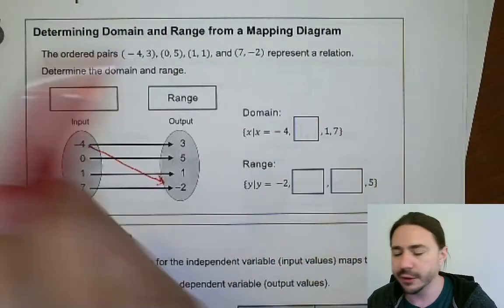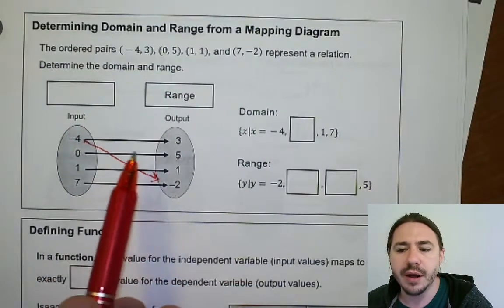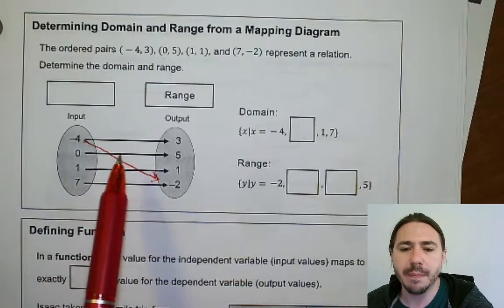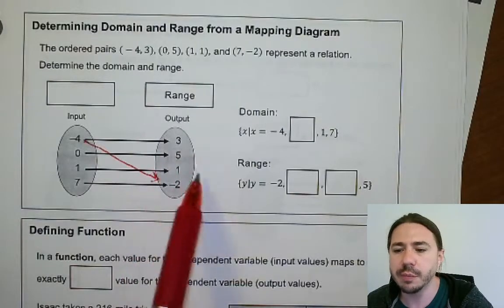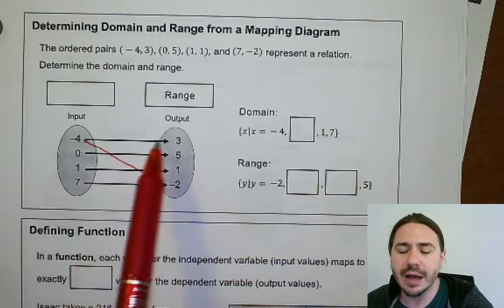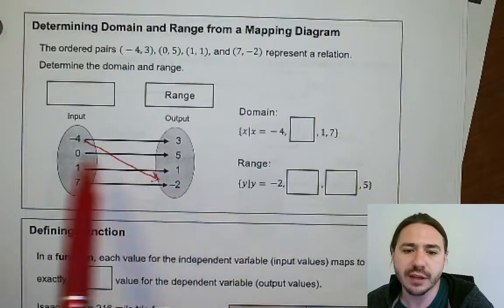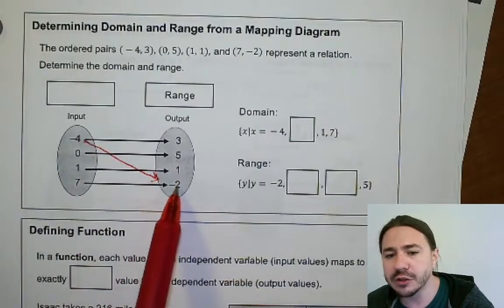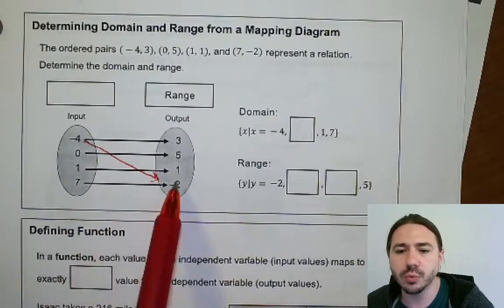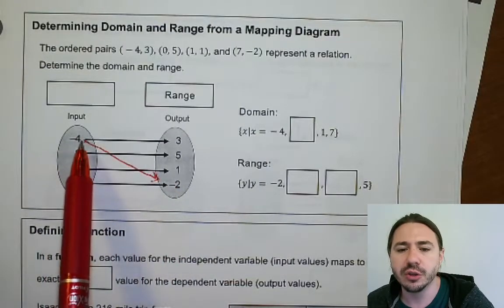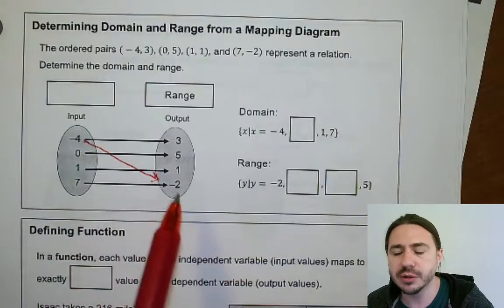to notate that. Now in this case, that doesn't happen, but the advantage to the mapping diagram is you don't have to write repeated values. You can just write it once. Like if (-4, -2) is a point, and (7, -2) is a point, you wouldn't have to write the -2 twice. You would just draw an arrow from the input to the output.